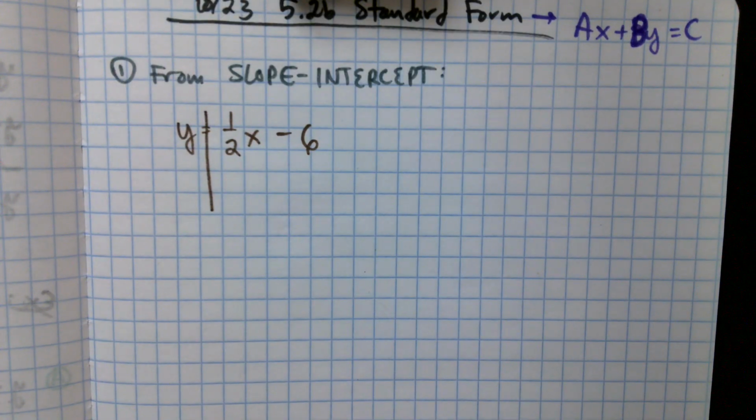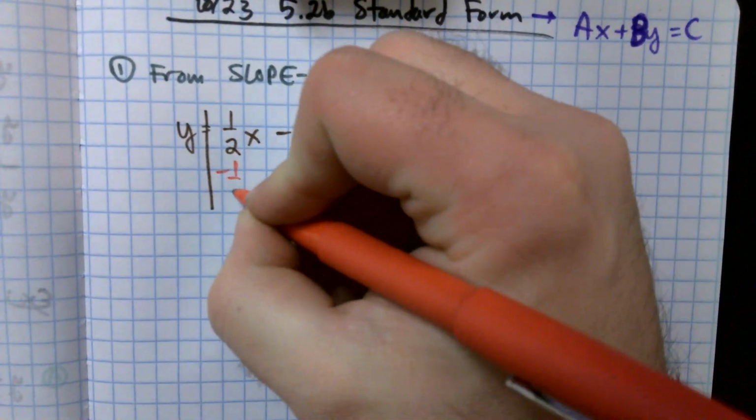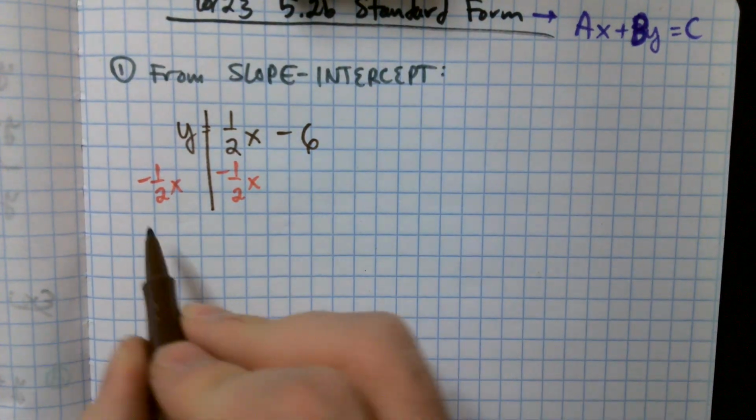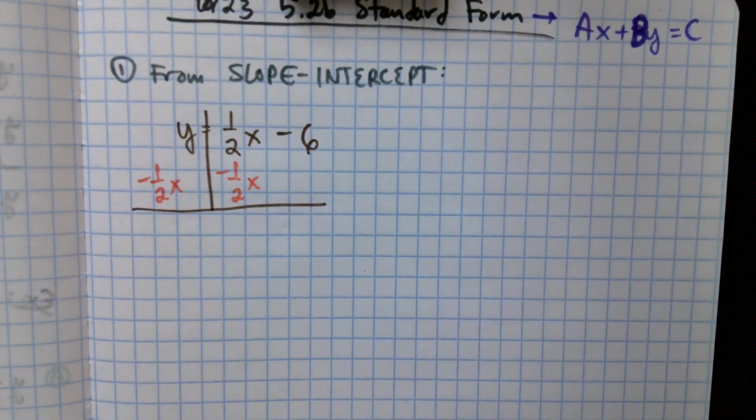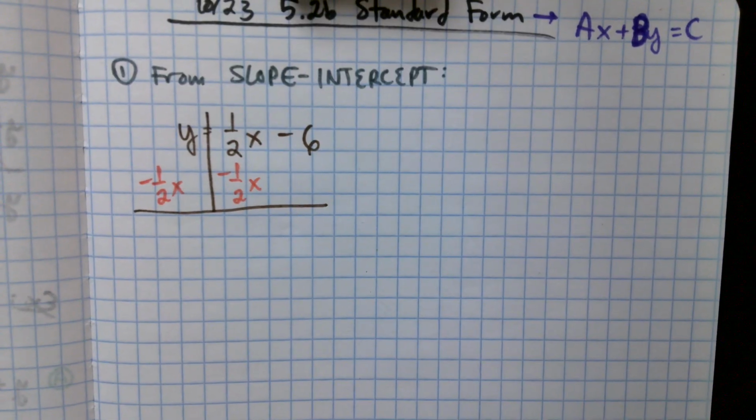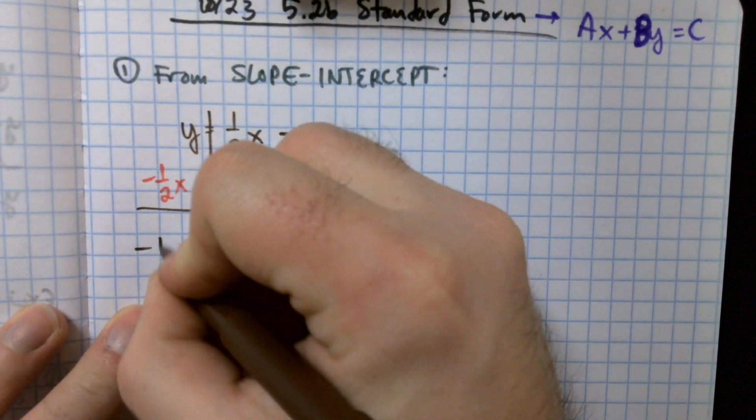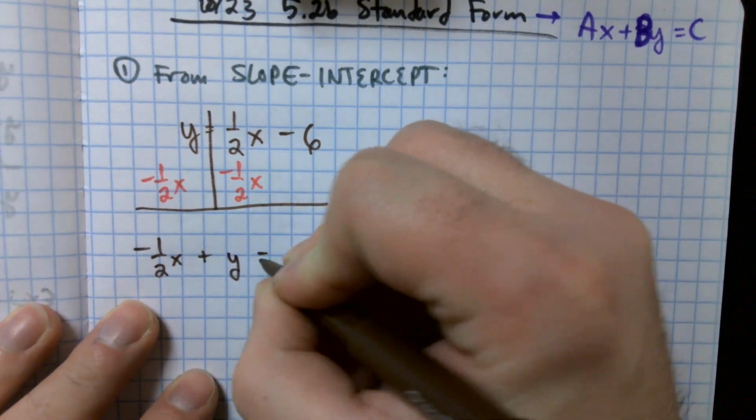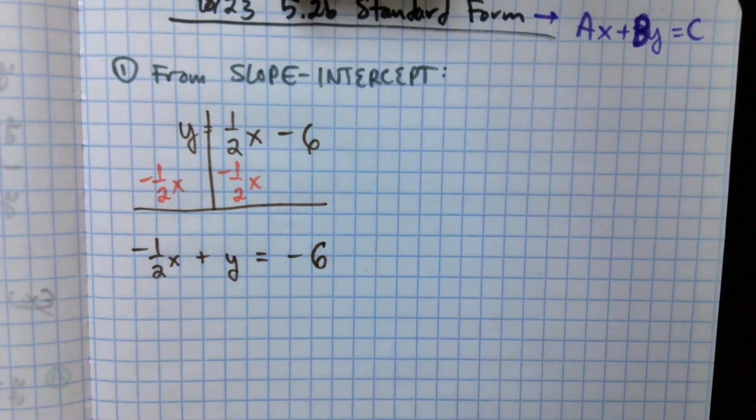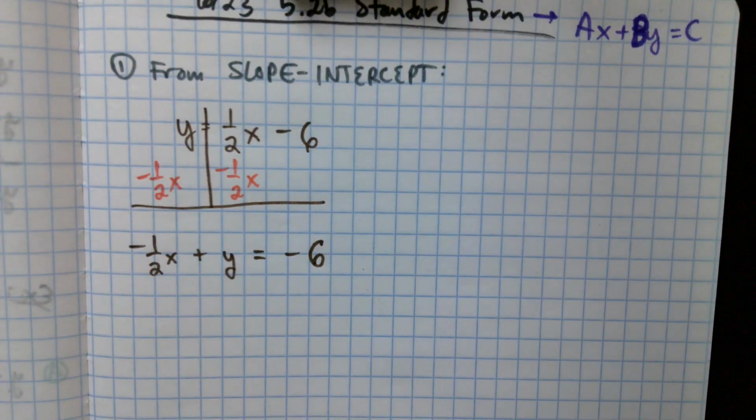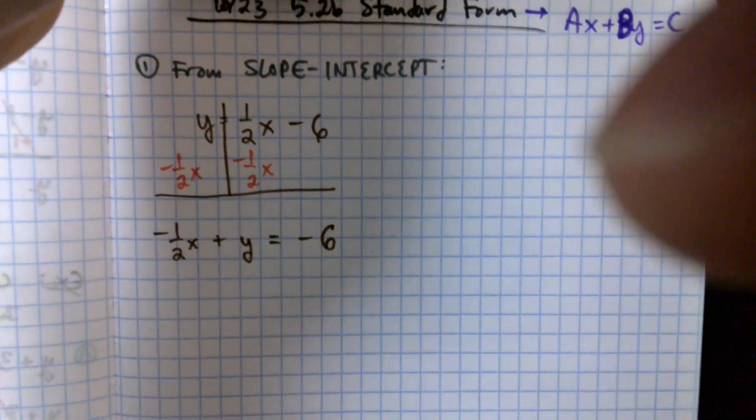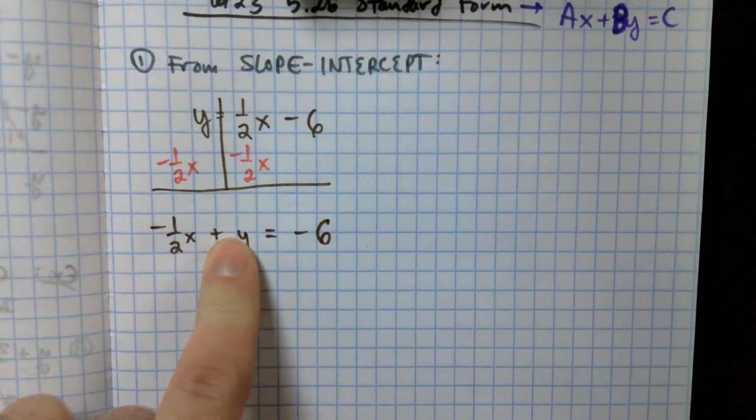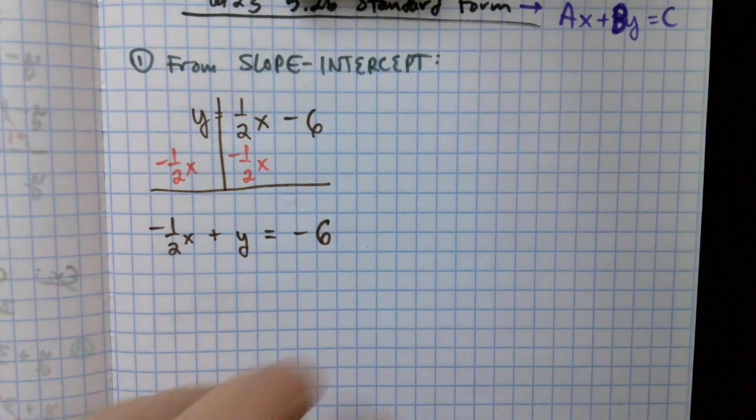Yeah, Matthew? Minus 1/2 x. Okay. So we're left with negative 1/2 x plus y equals negative 6. Does that look like it's in standard form now? Yeah, we've got an a, we've got an x. My b is just 1, so I don't need to write it. With my y equals c.